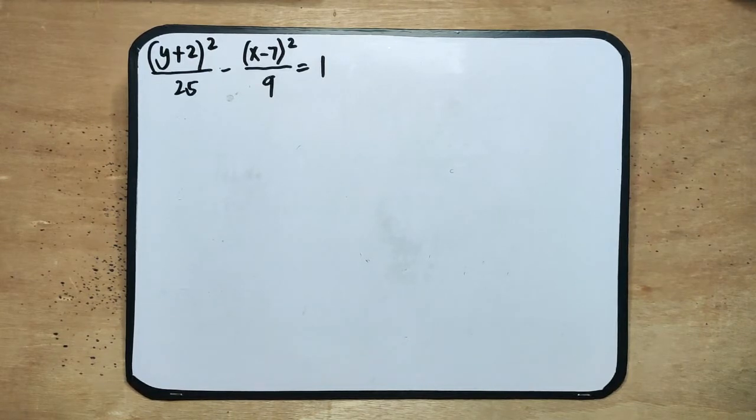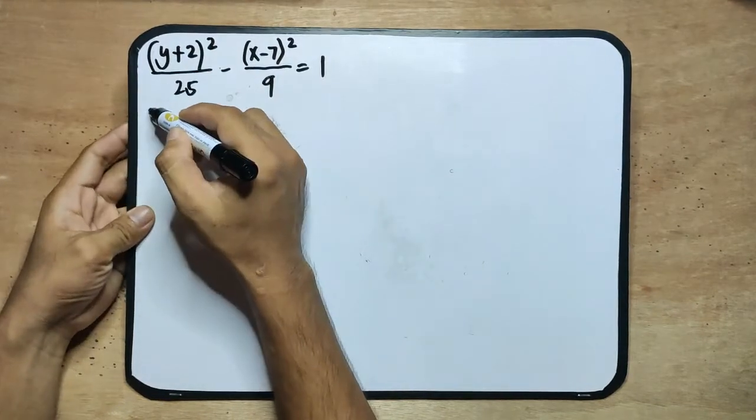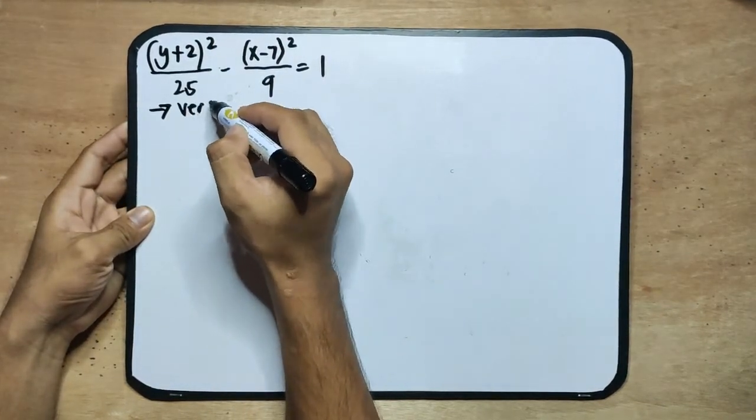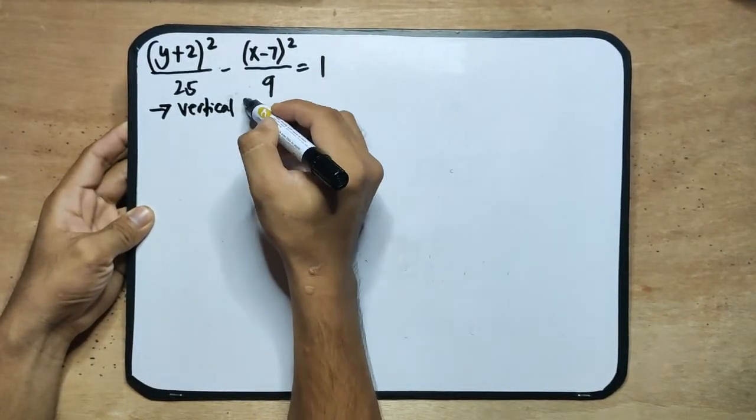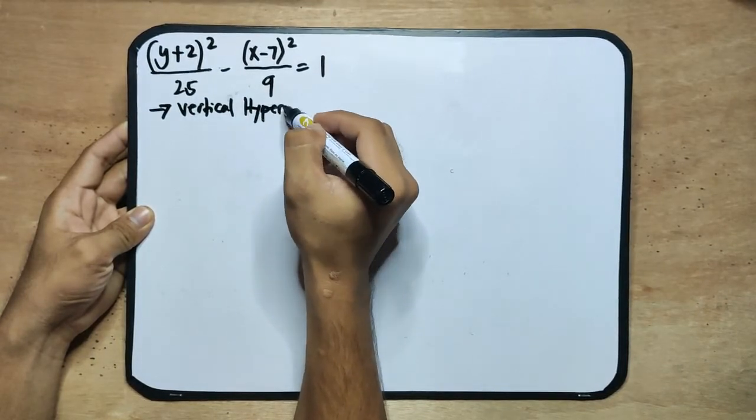So different naman yung process, yung strategy, yung technique in identifying whether a hyperbola is a vertical or a horizontal hyperbola. So si hyperbola, horizontal siya kapag nauna si x. Bear that in mind. Pero kung nauna naman si y, it is vertical. So definitely, since nauna si y dito, this is an example of a vertical hyperbola.